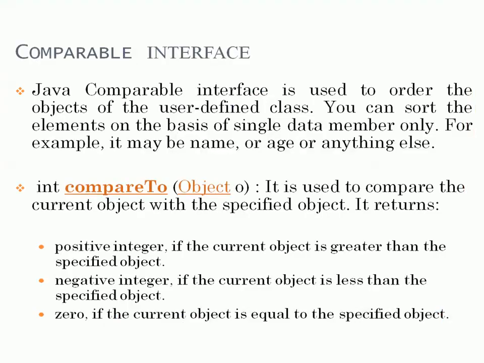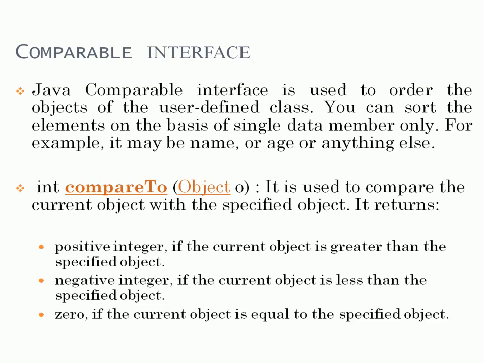Now let's take one example of a predefined interface in Java, which is Comparable. The Java Comparable interface is used to order the objects of a user-defined class. You can sort the elements on the basis of one member only. For example, it may be name or age attribute or any other attribute you want. In this interface, there is only one abstract method, which is compareTo. This method can return three different values.